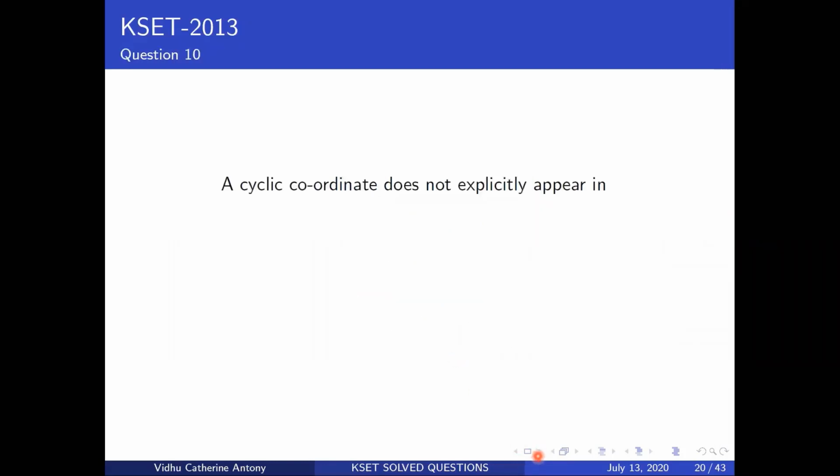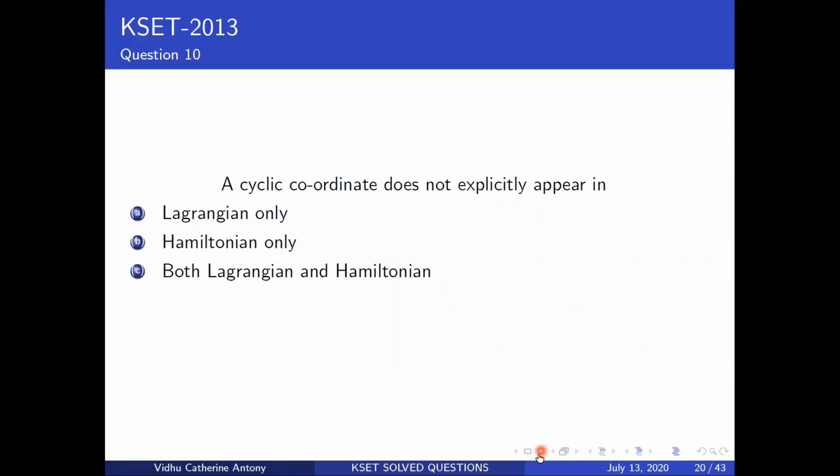Now, a cyclic coordinate does not explicitly appear in which of these: the Lagrangian only, the Hamiltonian only, or both the Lagrangian as well as the Hamiltonian?